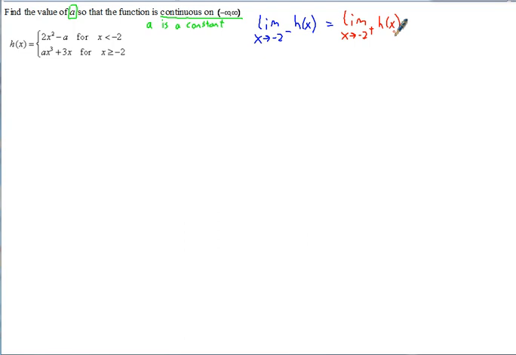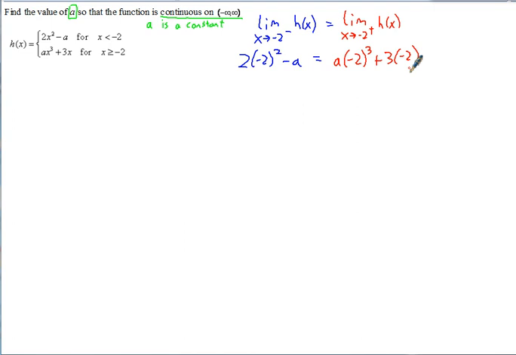So as x approaches -2 from the left, you would use the top piece. That's where x is less than -2, to the left of it. So substitute -2 into that piece, so it'll be 2 times -2 squared minus a, equals the limit as x approaches -2 from the right, which would be the bottom piece. That's where x is greater than -2, so it'd be a times -2 cubed plus 3 times -2. Remember, we're just substituting -2 for x, not for a.